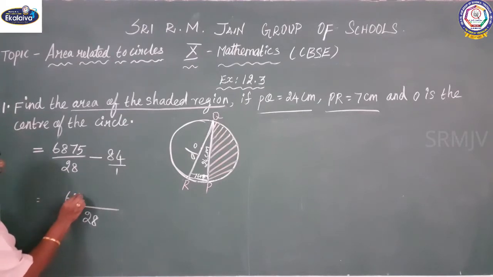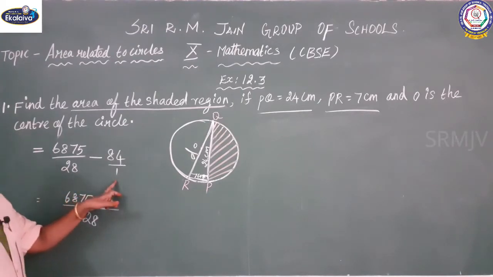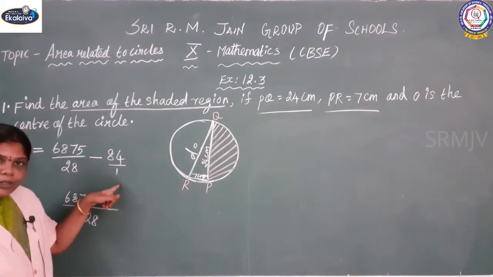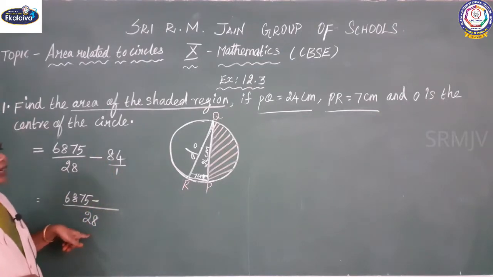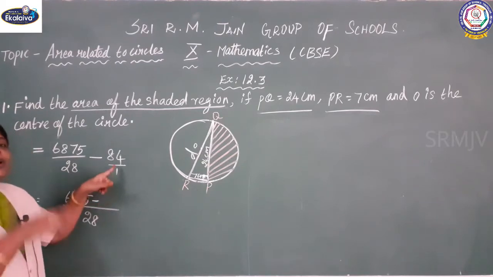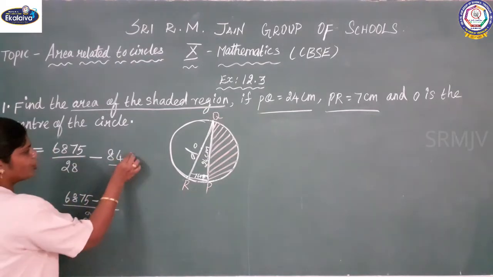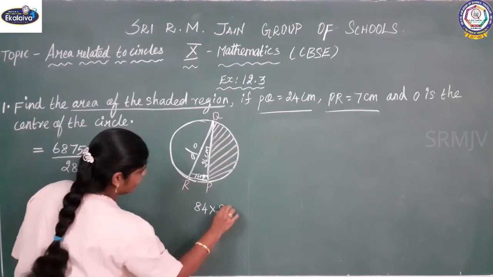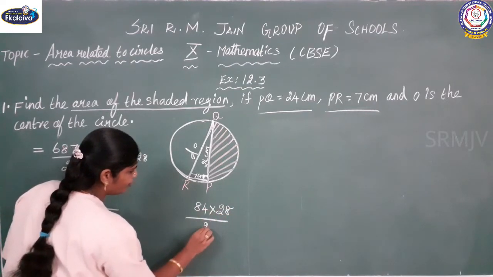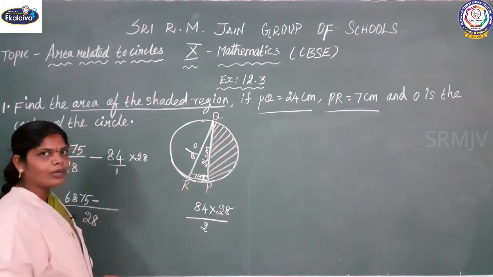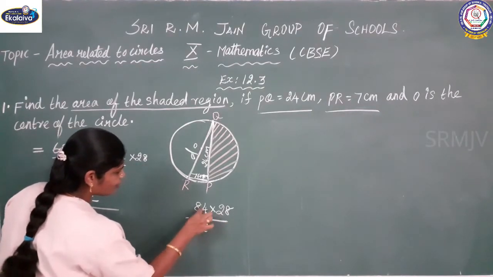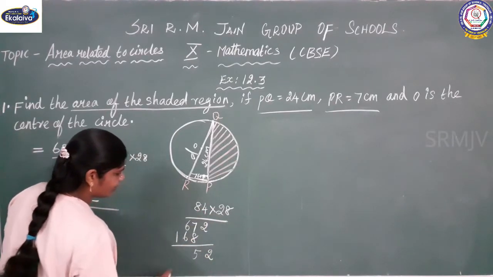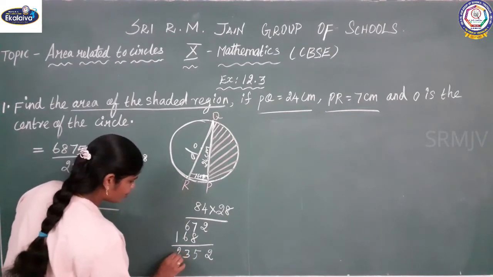Okay. So 6,875 minus, here the denominator is 1. But we need to make it as 28. So we need to multiply with 28 only, you will get 28. Once you multiply the denominator, you have to multiply the numerator also. So multiply this 84 into 28. 8 4s are 32, 2 remaining 3. 8 8s are 64, 64 plus 3, 67. 2 4s are 8, 2 8s are 16. 2, 15, 5 remaining 1, 12 plus 1, 13, 3 remaining 1, 2.